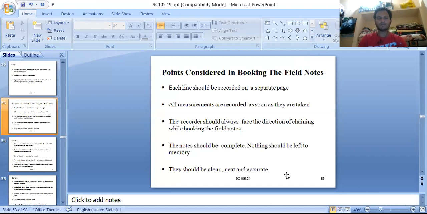Nothing should be left to memory, because if we keep some readings in memory, we will forget and end up with some errors. So whenever we take a reading, we have to enter it immediately. At the same time, we should not leave any space in between the pages. They should be clear, neat, and accurate.